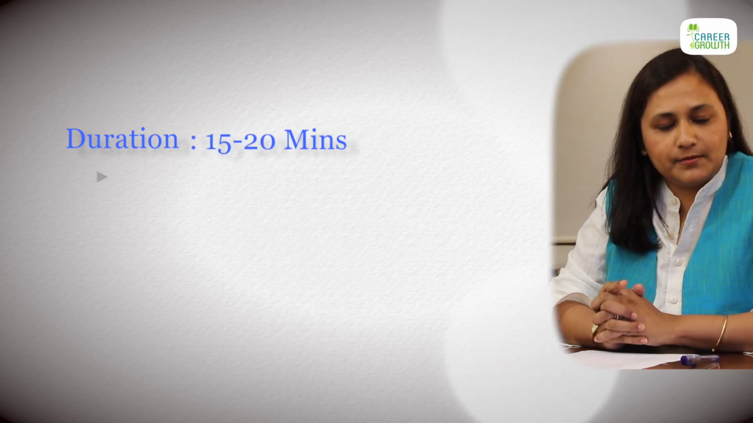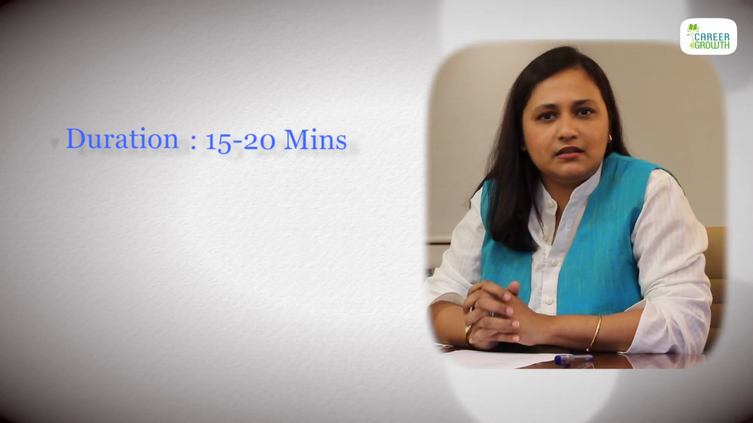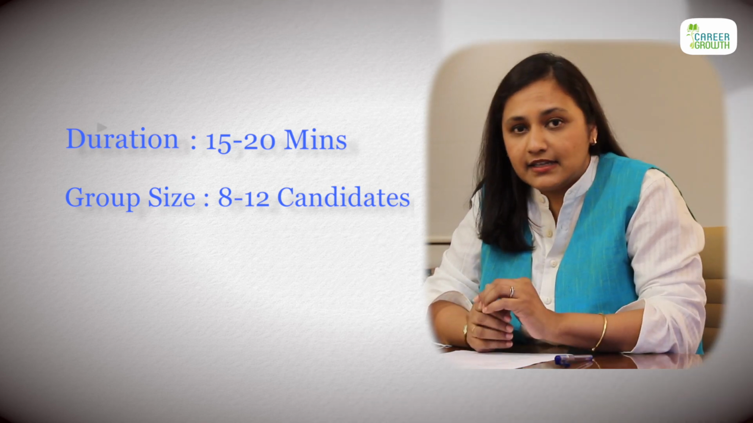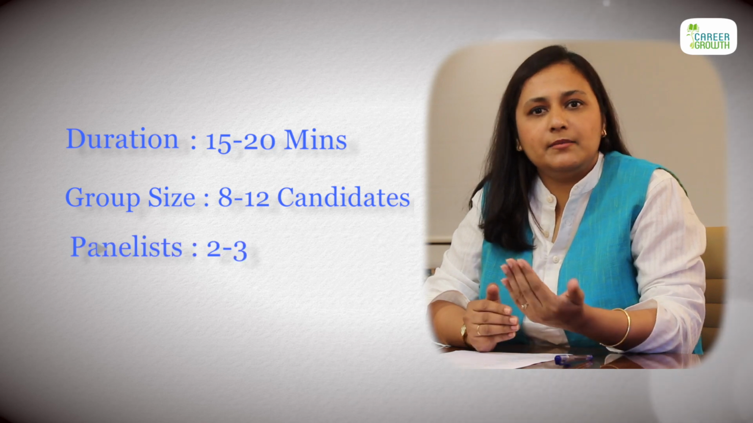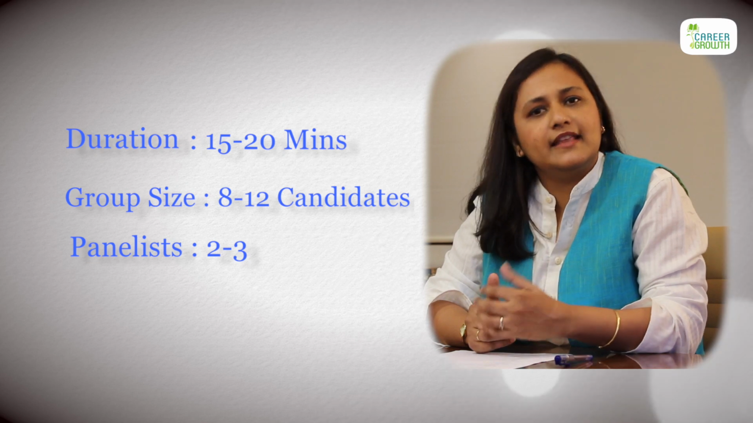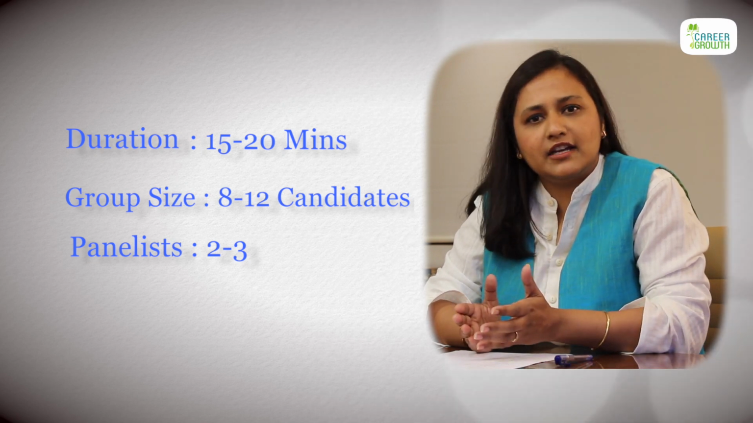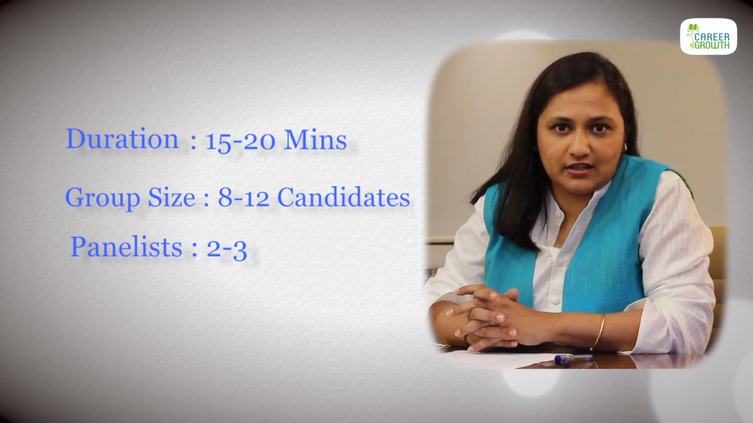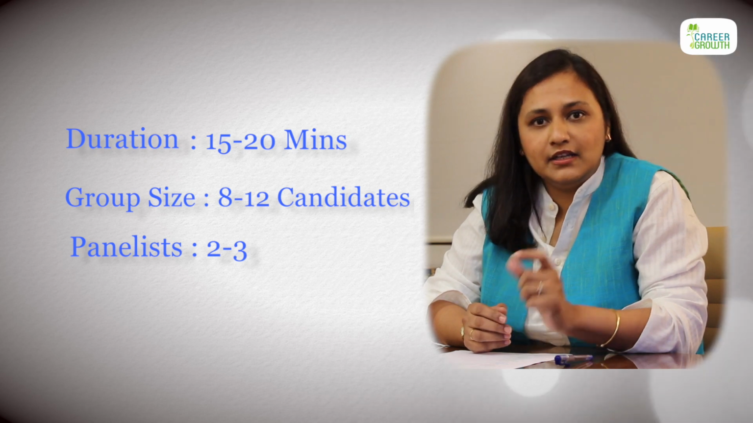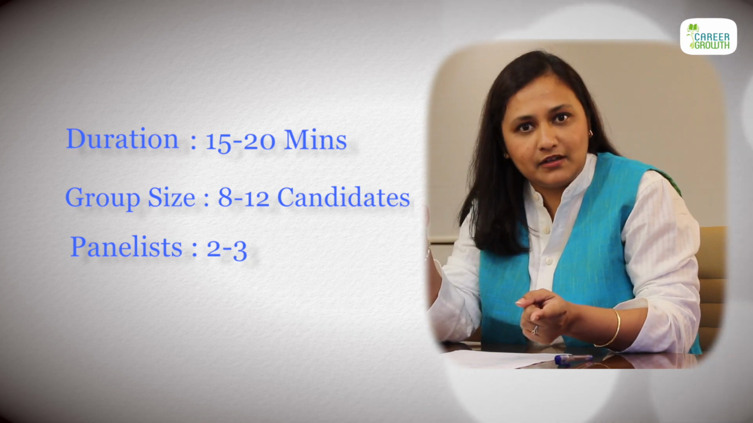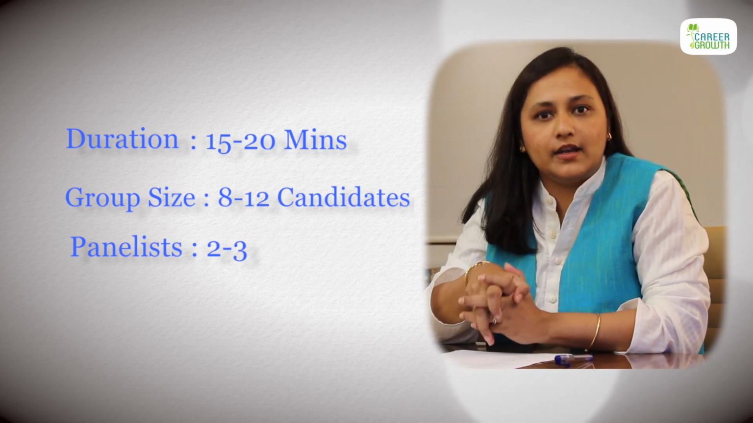Let's first understand the format of a GD. A discussion is conducted for about 15-20 minutes. There are about 8 to 12 candidates sitting in a semicircle who are faced by maybe 2 or 3 panelists. So if you calculate, if you've got 20 minutes and there are 10 candidates, you really do not have more than 2 minutes to make your point, to make an impression and to win over a GD. And that too, let me remind you, is not a slot that you get continuously. It's scattered over 20 minutes. So be sure that you prepare well for this.